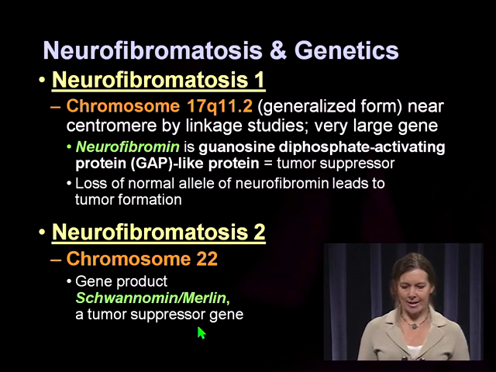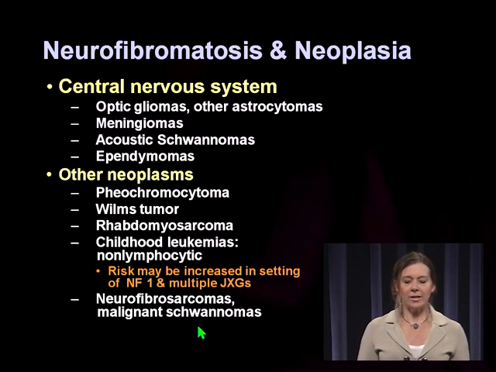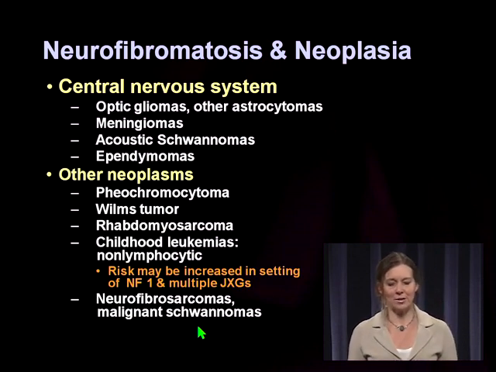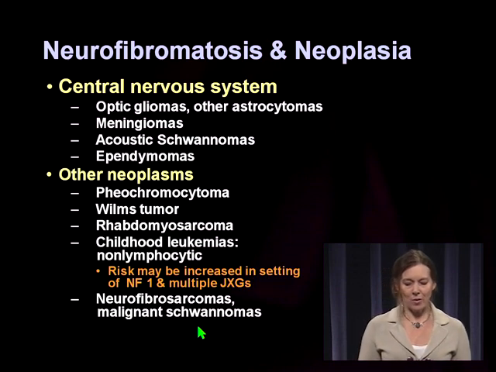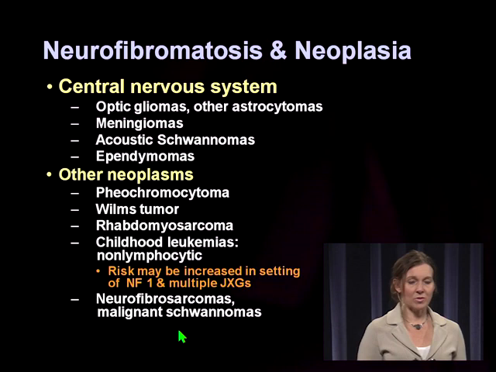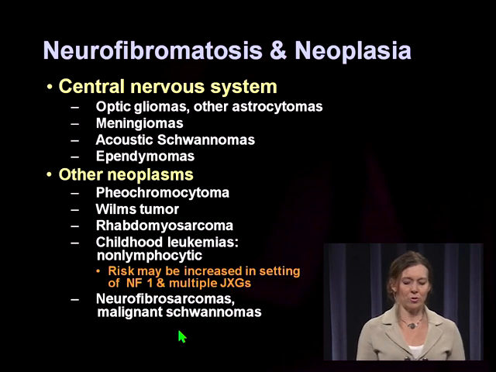I'm sure you've gone over the genetics, but we know there's a mutation in a tumor suppressor gene, neurofibromin, which leads to increased development of different neoplasms, some of these involving the central nervous system, such as the optic gliomas, meningiomas, schwannomas, and others that involve other organ systems like pheochromocytoma, Wilms tumor, rhabdomyosarcoma, and leukemias. There's some controversy, but some believe that patients that have multiple juvenile xanthogranulomas carry an increased risk of developing leukemia. Also, especially those plexiform neurofibromas have some risk of malignant degeneration, and you can get neurofibrosarcomas.